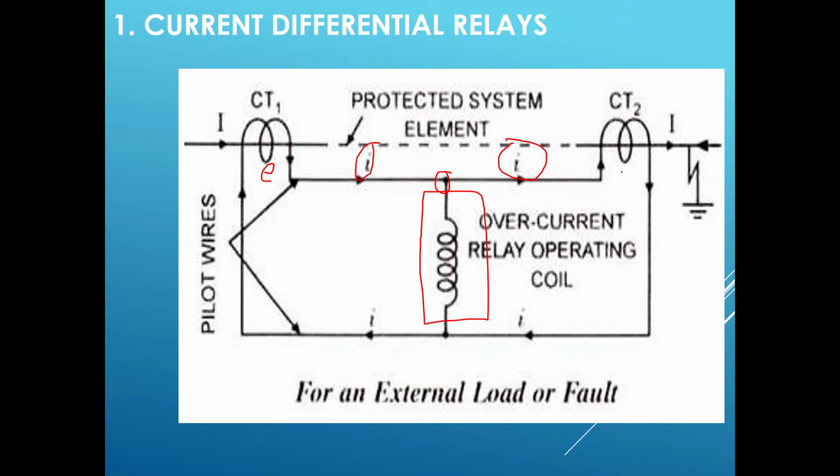And the EMFs induced across the secondaries of these CTs are the same. Why? Because the current entering CT1 and the current leaving CT2 are the same. So no current will flow through the relay coil, hence this relay will not operate.